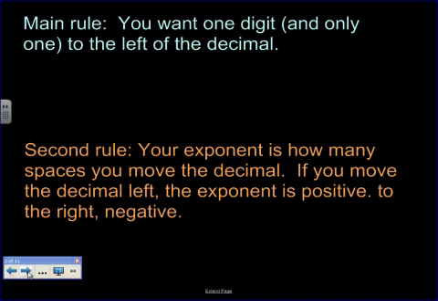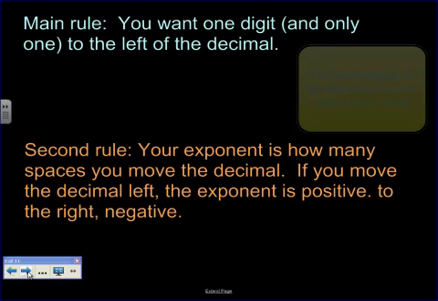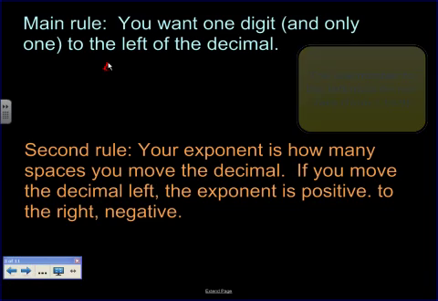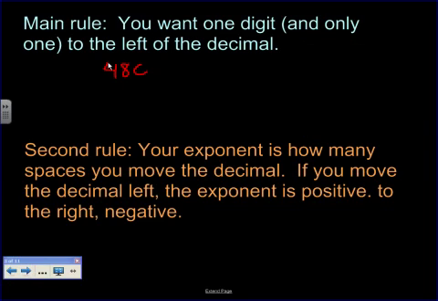The first rule is pretty simple. We basically only want one number to the left of the decimal, and this doesn't say this in the rule, but make yourself a note. It has to be a non-zero number to the left of the decimal. Wherever your decimal is, you're going to move it until there's one number to the left of it. So if we got 480, we're going to put the decimal to the right of the 4. So the 4 is to the left of it. There's one number to the left of the decimal.